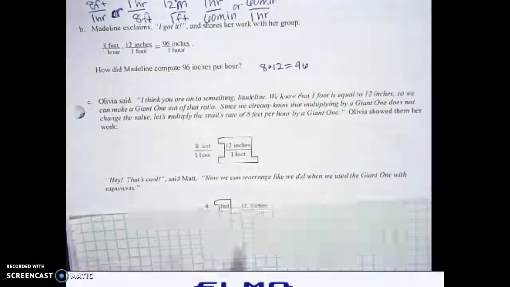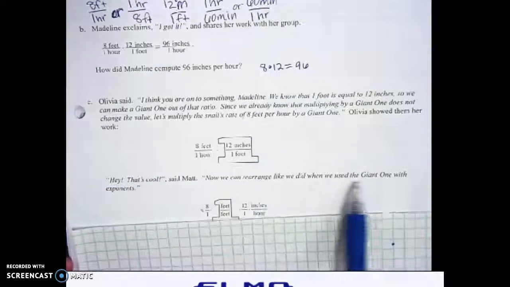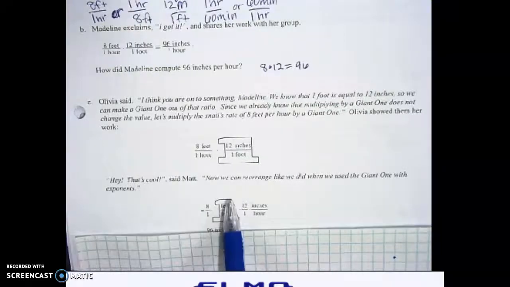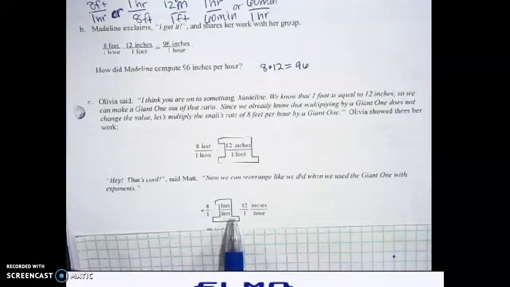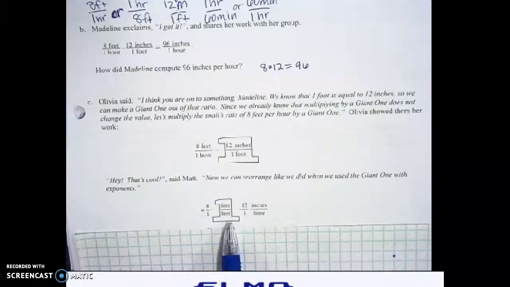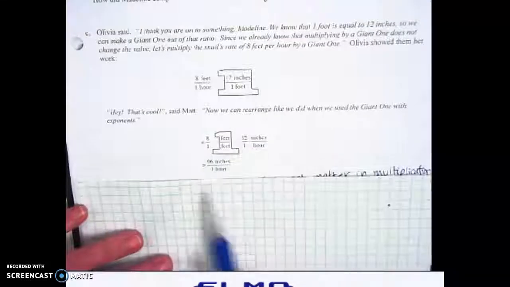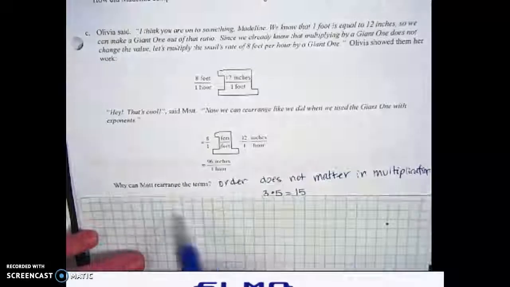Hey, that's cool. Now we can rearrange like we did, and we use the giant 1 with the exponent. So you've got 8 to 1. You maneuver the feet together. They're going to cancel. Okay. We've also got 12 inches in 1 hour. So we get a rate of 96 inches per hour.